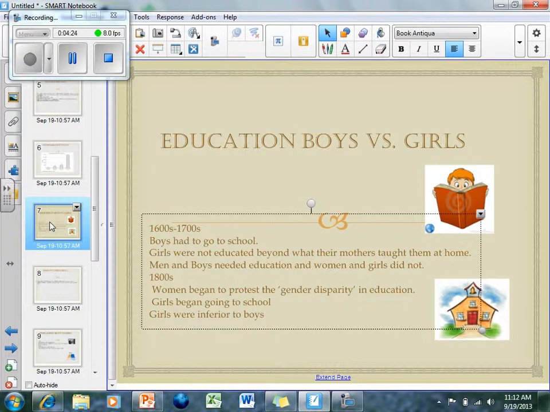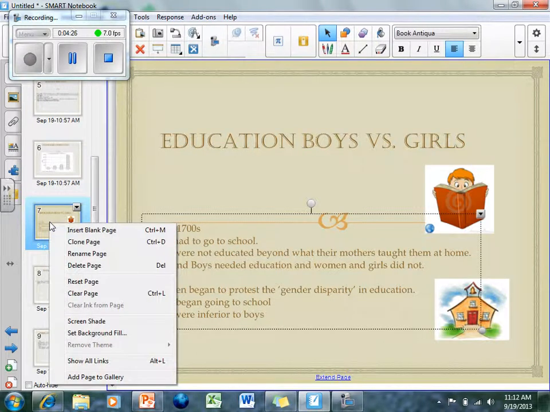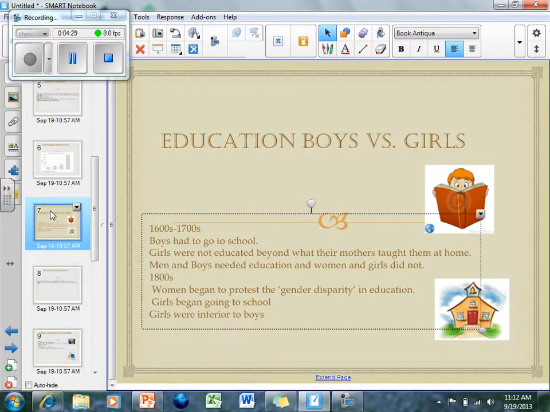All right, education, boys versus girls. Oh, how are you reading that? Just tap somewhere else. There you go.